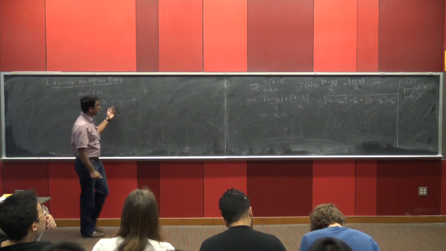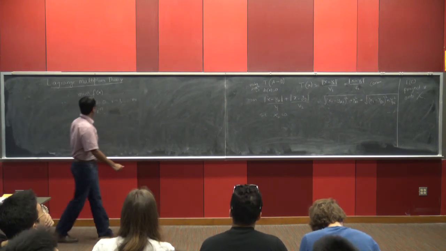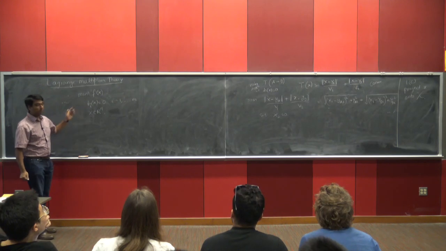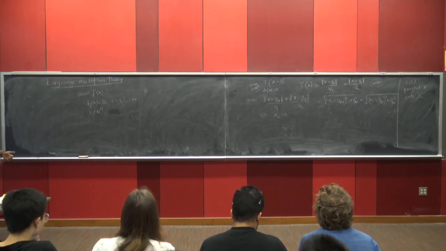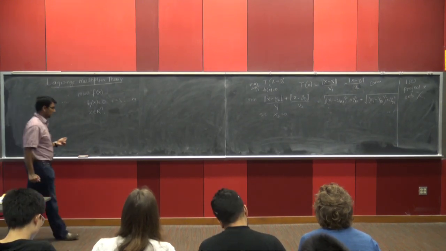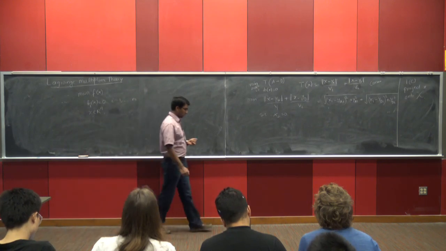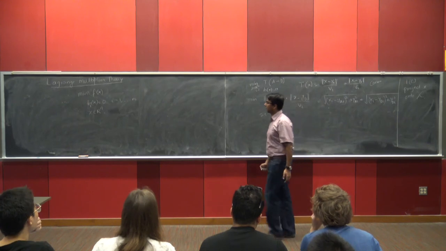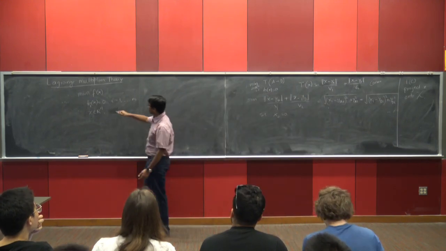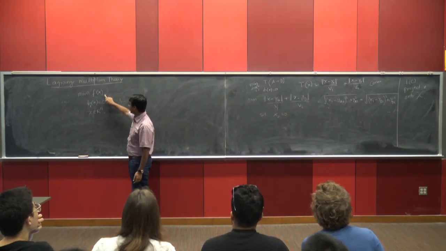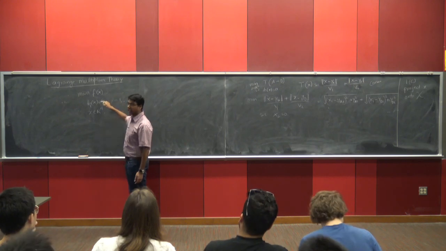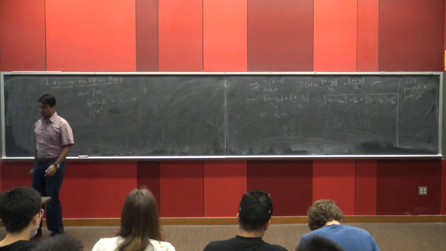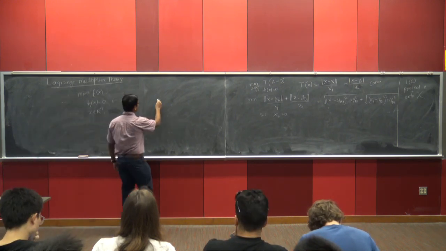So how should we go about thinking about this problem? I have a function, I have certain constraints, and I want to find a necessary condition for optimality. I want to find that if I have a point x star that is locally optimal, what sort of conditions should it satisfy? So let's look at some picture.